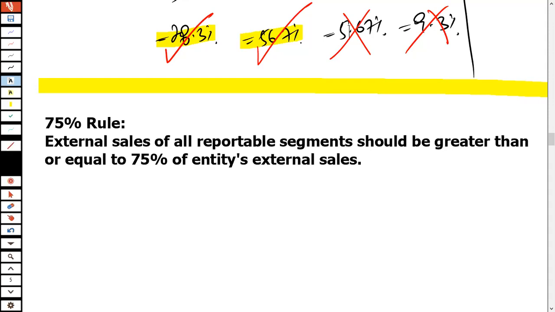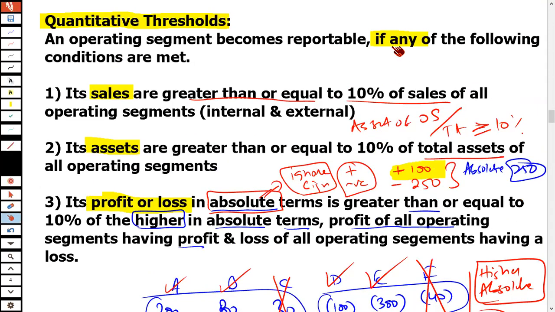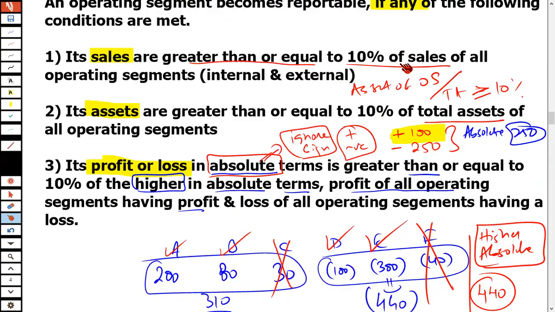Okay, Bola Edov, thank you for your question. Just go through what I've mentioned here. If there is any of these conditions that is met, it is going to become a reportable segment. I repeat, if any of the conditions is met, it is going to become a reportable segment. So it doesn't need to be all three. It has to be either of them.